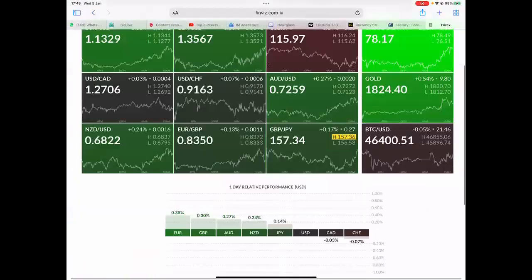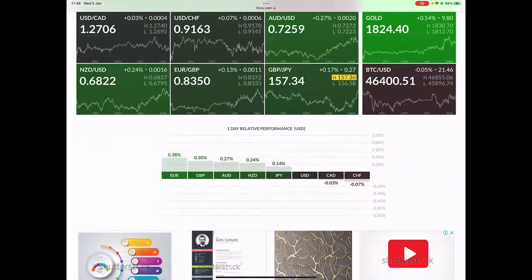From here, we can see that the best currency pairs are Euro. We could do Euro USD because it's high versus low. We can do Euro CHF because it's high versus low, that's even highest versus lowest. We can do Euro CAD, AUD USD, NZD USD, and JPY high versus low.